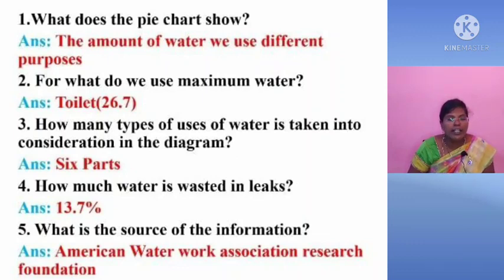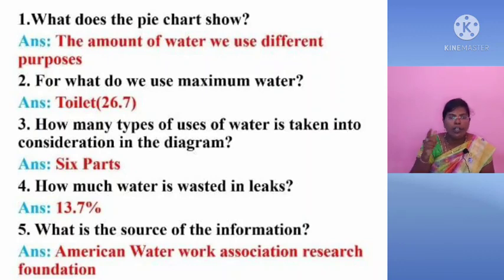You can easily get the answer: how much water do we use. The second question: for what do we use maximum water? For the maximum percentage of water, we are using it for toilet purposes, which is 26.7 percent.